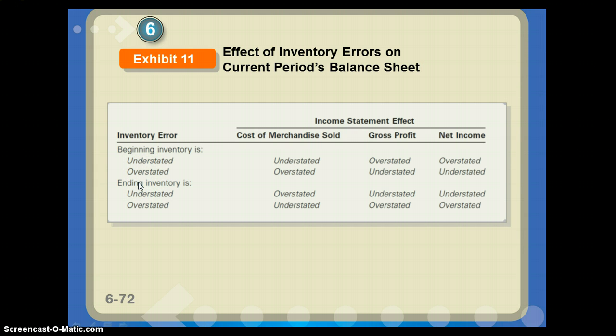Your ending inventory, if it is understated, your cost of merchandise sold then is overstated. Your net income and gross profit are understated, and vice versa. I hope this helps clarify some of the concepts in the final section. Make sure you're practicing FIFO, LIFO, and average cost, and make sure you understand how it affects the income statement and the balance sheet.